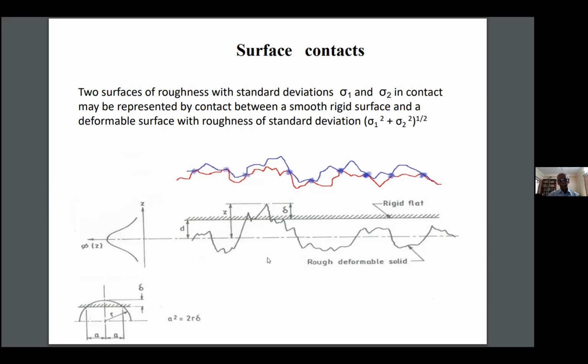But for the time being, let us understand this clearly: instead of having two rough surfaces of standard deviation sigma 1 and sigma 2, we take one rigid flat surface and one rough deformable surface with the standard deviation (sigma 1 squared plus sigma 2 squared) to the power half. Okay, with this, we go ahead with the deformation of the single asperity.